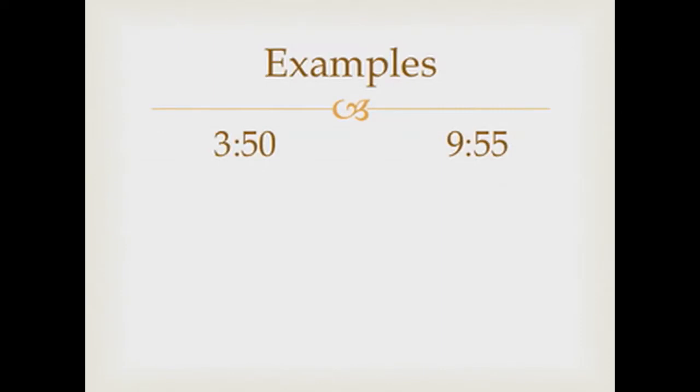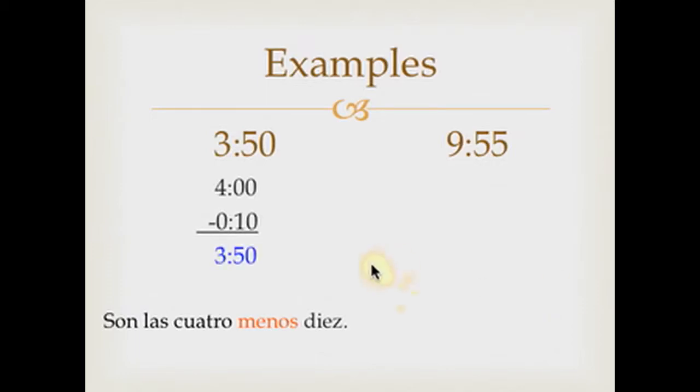Here's some examples. 3:50. So we're going to go to the next hour, and then we're going to minus 10 minutes. Go to the next hour, which is 4. Son las 4 menos 10. So 4 minus 10. Minus 10 minutes. So visually it can look like this. Sometimes it helps people to see a math problem up there. So son las 4 menos 10.